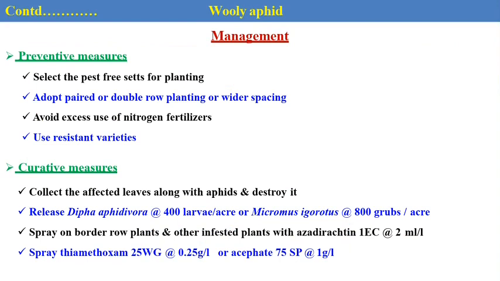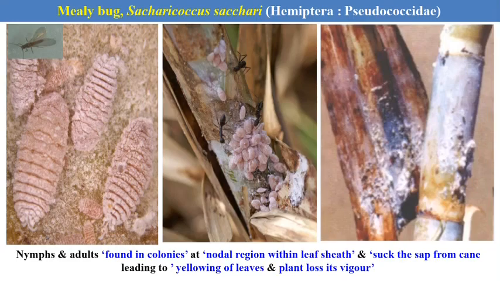Against the sugarcane woolly aphid, some biocontrol agents are mostly used. The first one is Dipha aphidivora, then Micromus igorotus, and then the hoverfly. These are three different predators, and they are effective against the sugarcane woolly aphids. We can also spray the crop with Verticillium lecanii or Lecanicillium lecanii, an entomopathogenic fungus effective against the sugarcane woolly aphid. In case of botanical insecticide, azadirachtin is mostly used, and in case of chemical control, acephate and thiamethoxam are mostly used.